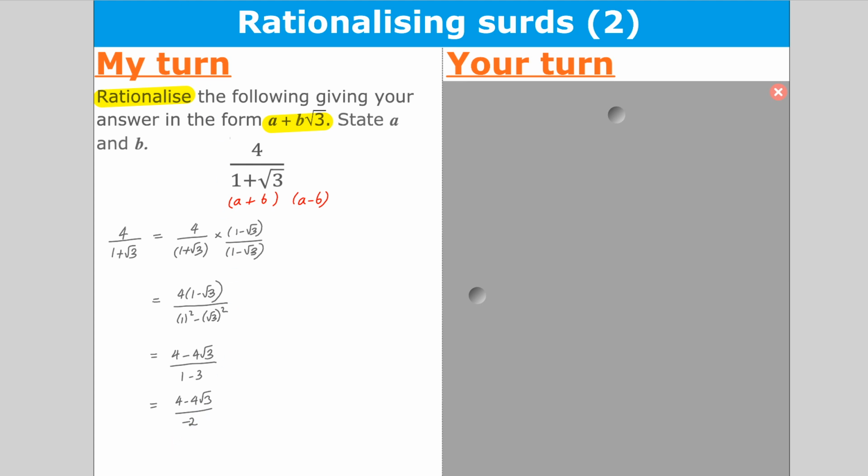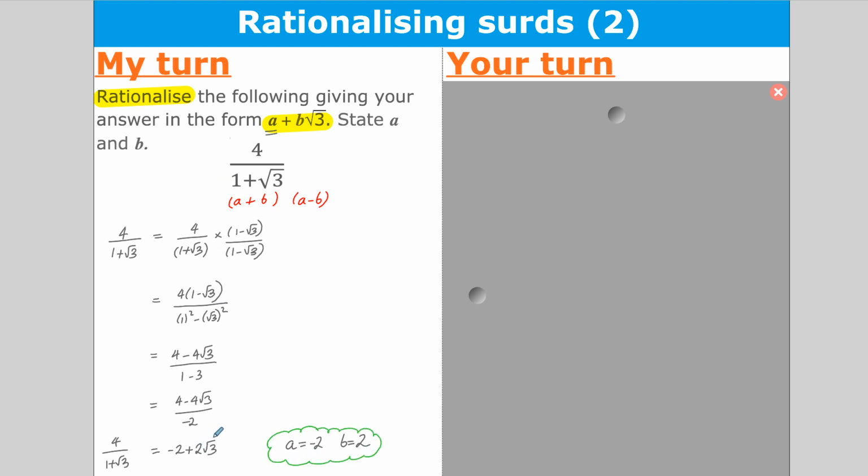And we're nearly there, guys, because 4 divided by negative 2 is negative 2. And negative 4 divided by negative 2 is positive 2. So we've got positive 2 root 3 here. So we have our answer in the form required. We wanted it in the form a plus b root 3. We have that where a is negative 2 and b is equal to positive 2. And we're done.